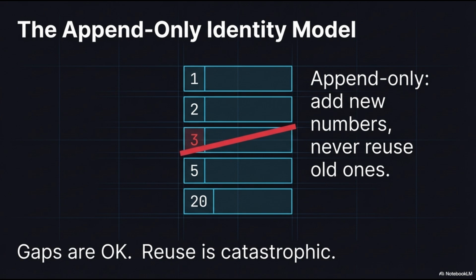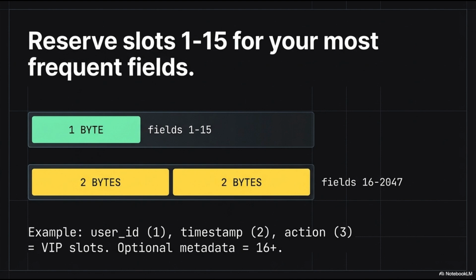Could I just start my fields at like number 900? I mean, you could, but you would be throwing away one of the most elegant network optimizations in the protocol buffer specification. Okay, I'm intrigued. What is it? The 1 to 15 rule. So this bridges the gap between abstract software architecture and the physical constraints of network bandwidth. How does the numbering actually impact the bytes?